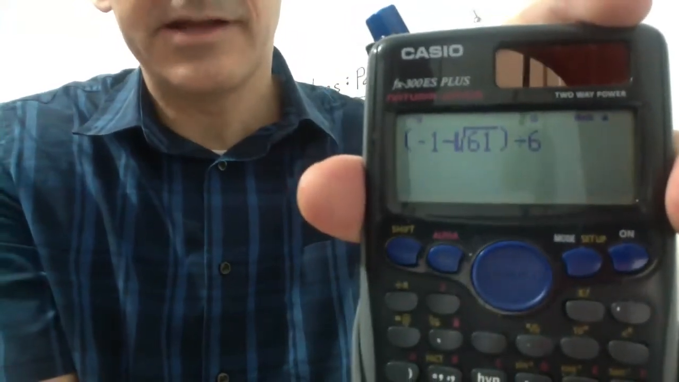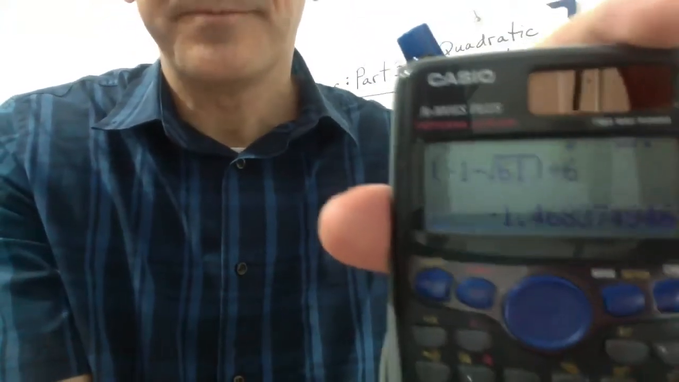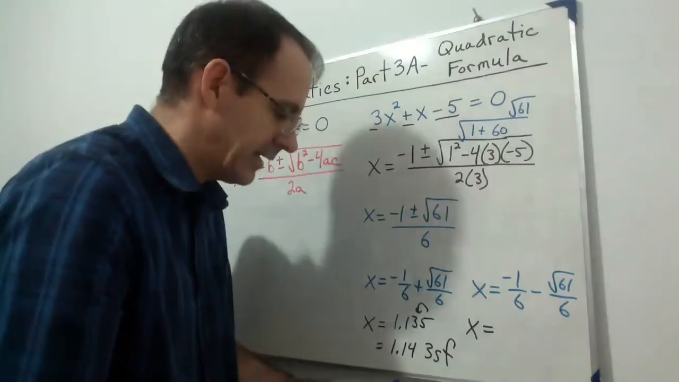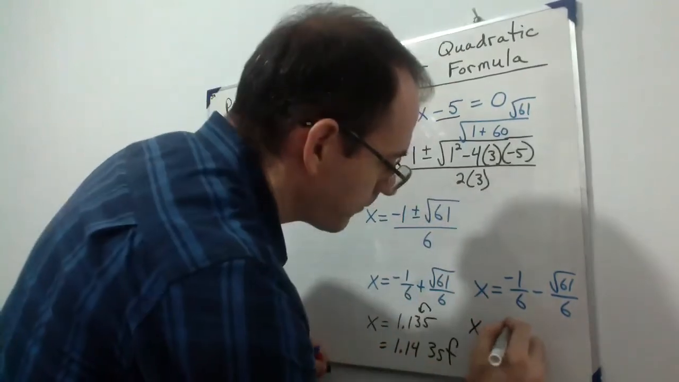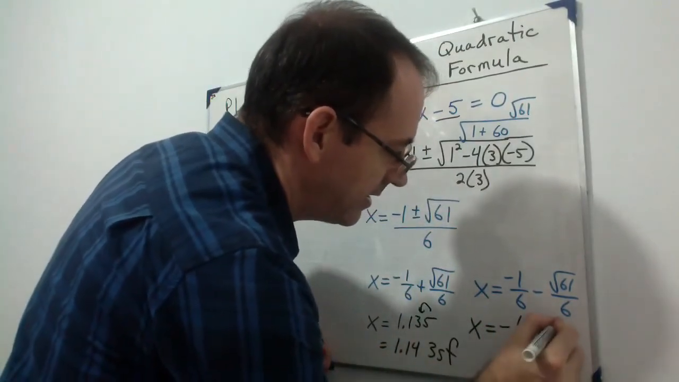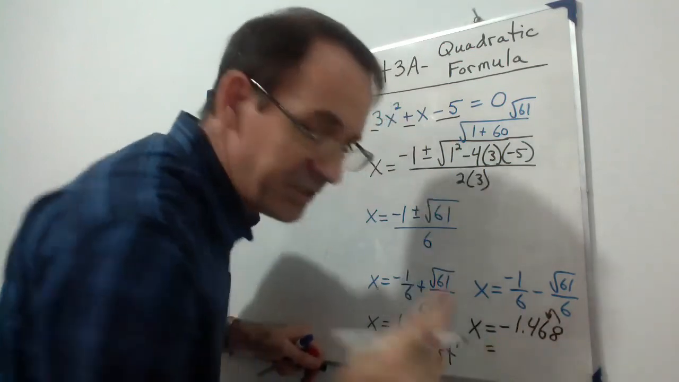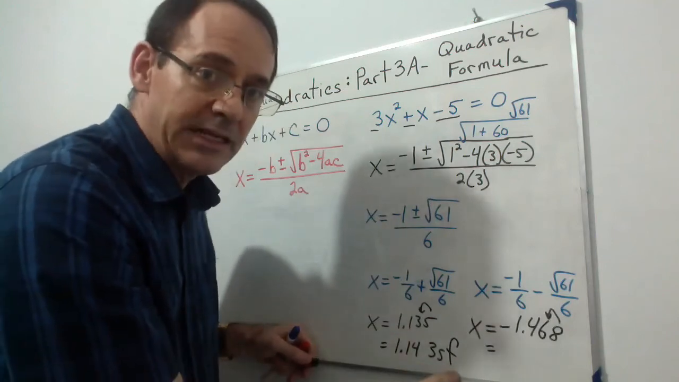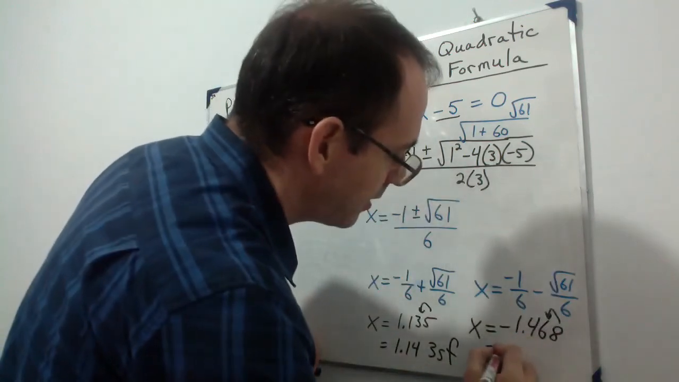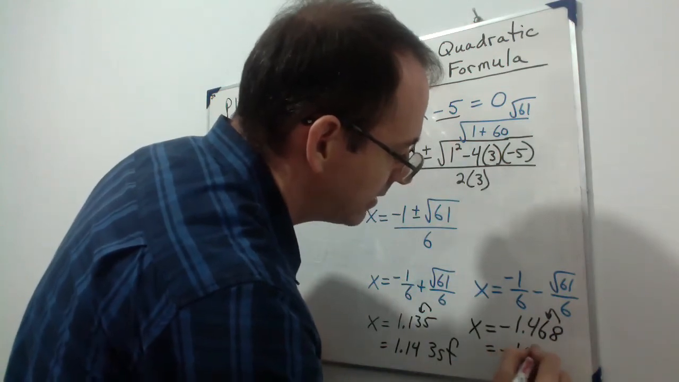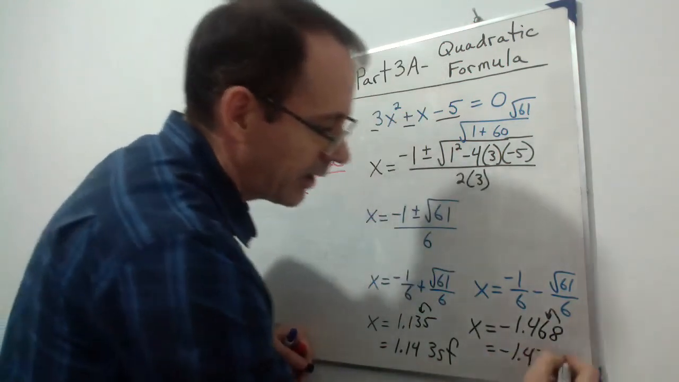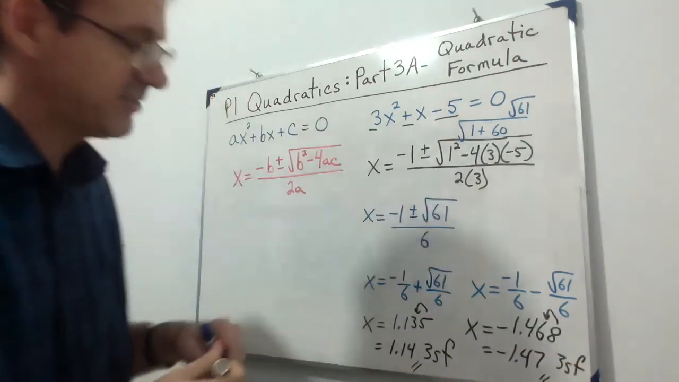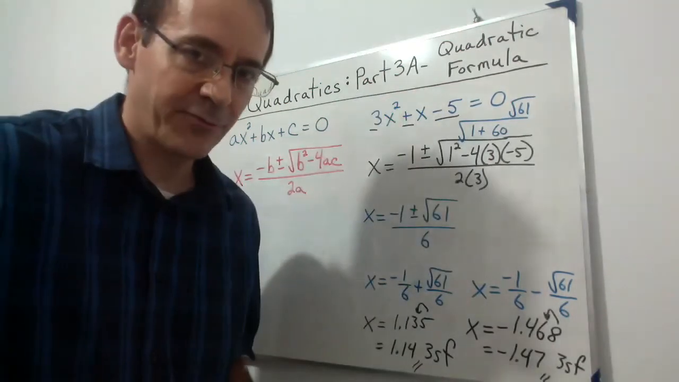Once you have the negative in there, then you can hit your equals, and you get a -1.468. Again, this rounds up. Pay attention to the directions. Do they want a certain number of decimal points, or do they want so many significant figures? So -1.47 would be to our 3 significant figures. That would be our decimal answers from the quadratic formula.